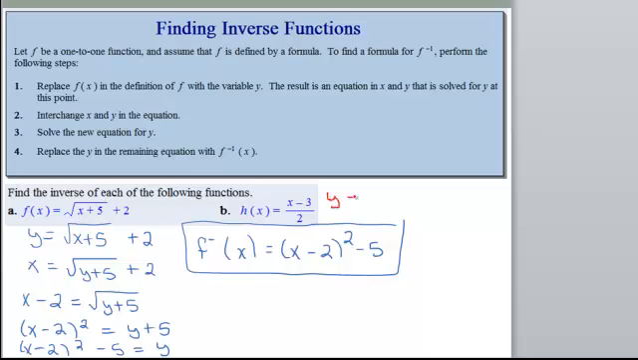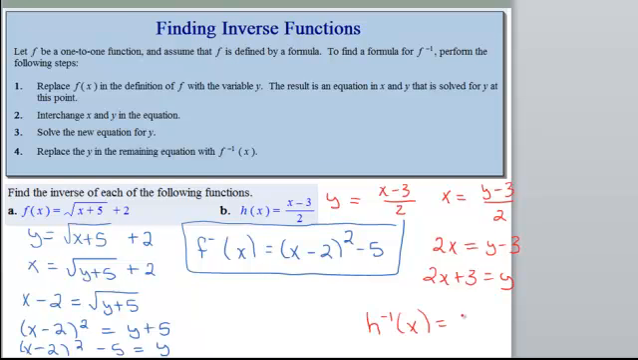Well, this is the same thing as y equals x minus 3 over 2. First thing that we want to do is switch x and y. So we have x equals y minus 3 over 2. Multiply both sides by 2, so we get 2x equals y minus 3. And then we add 3 to both sides. So 2x plus 3 equals y. So h inverse of x is going to be equal to 2x plus 3.